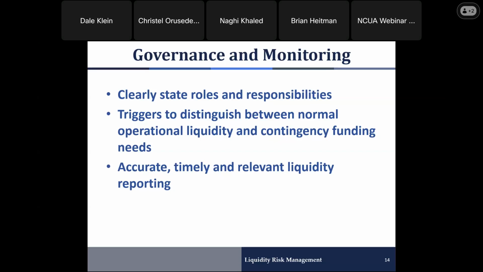The second area I will focus on are triggers to distinguish between everyday and contingency funding needs. Credit unions should establish triggers to differentiate between regular liquidity needs and those requiring contingency funding. This entails understanding the range of funding needs considered business as usual and closely monitoring short-term sources and uses of funds. These triggers may include expected daily cash inflows and outflows, specific liquidity ratios, such as the loan-to-deposit ratio, or qualitative factors such as changes in market conditions or member behavior. By identifying these triggers, credit unions can proactively manage liquidity risk and take appropriate actions to address funding needs.